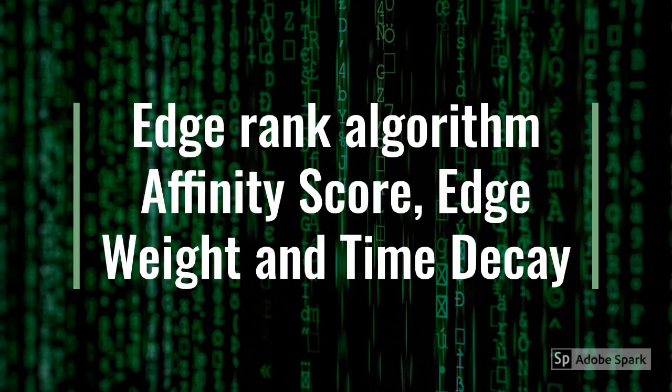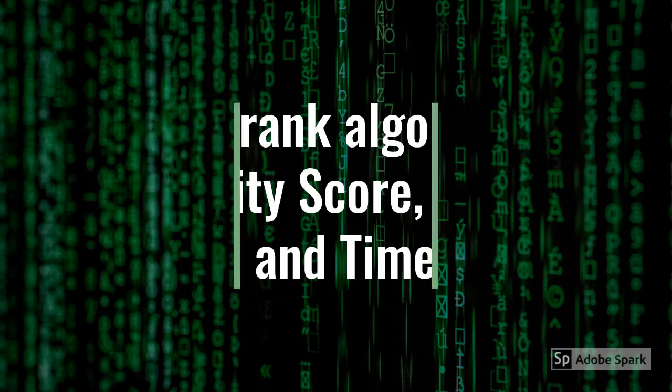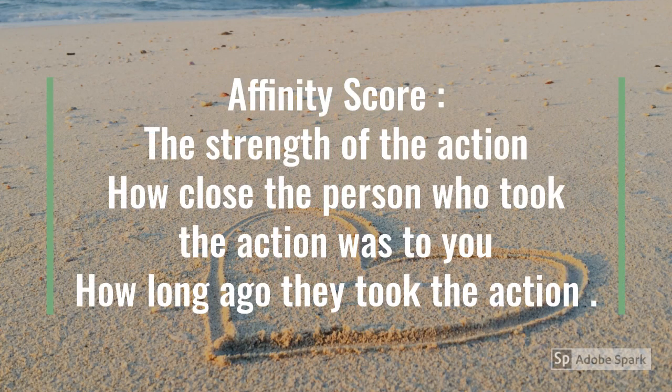Facebook uses the EdgeRank algorithm to rank the posts and show them in your feed. There are various ingredients to this algorithm: affinity score, edge weight and time decay. Let us look at these factors one by one. Affinity score means how well the person publishing the post and you are connected. For example, if you are best friends with that person and you like, comment, and share each of their posts, then you have a high affinity score with them.